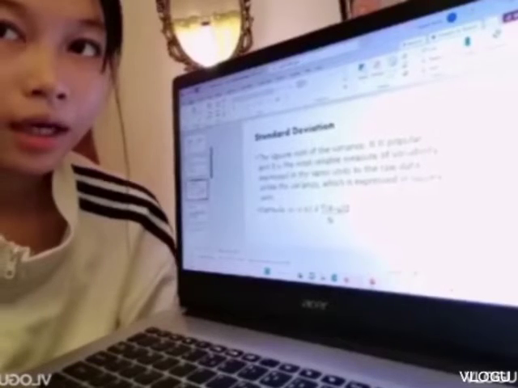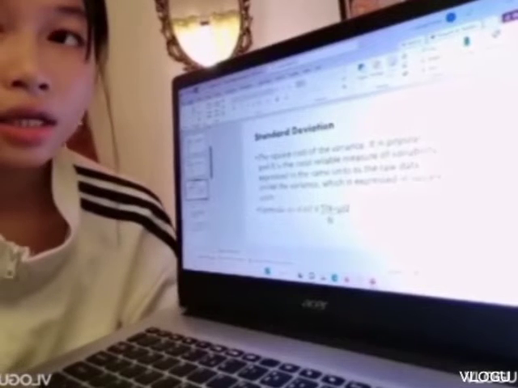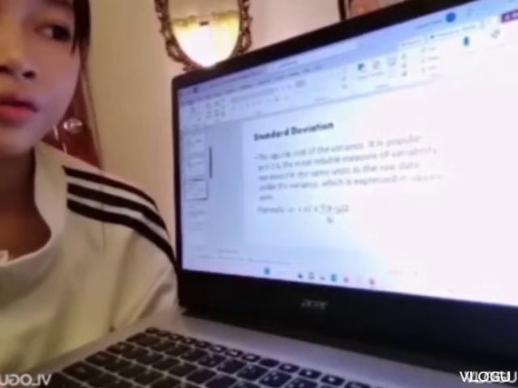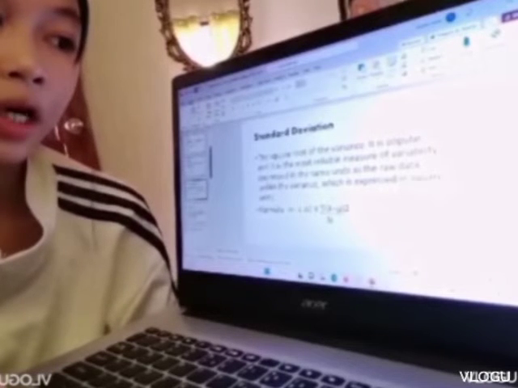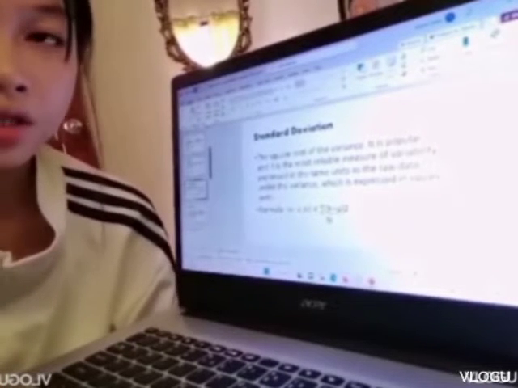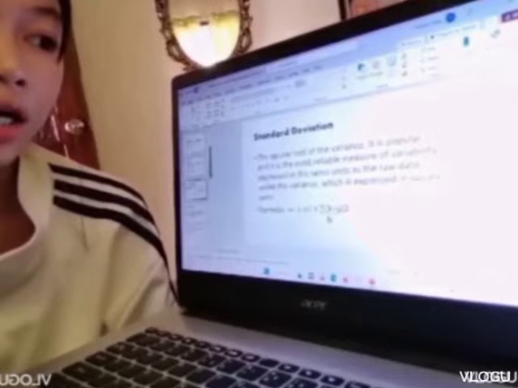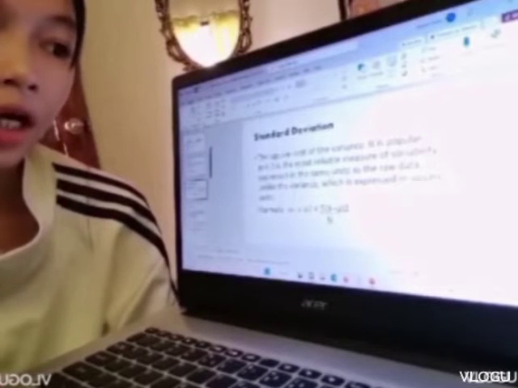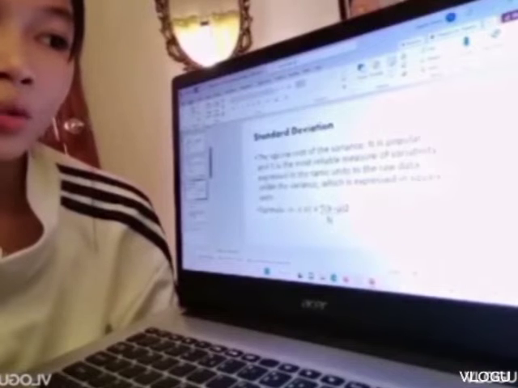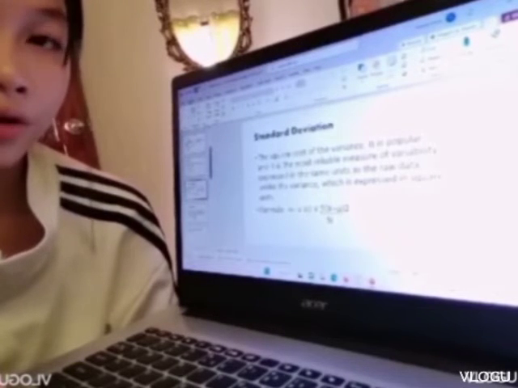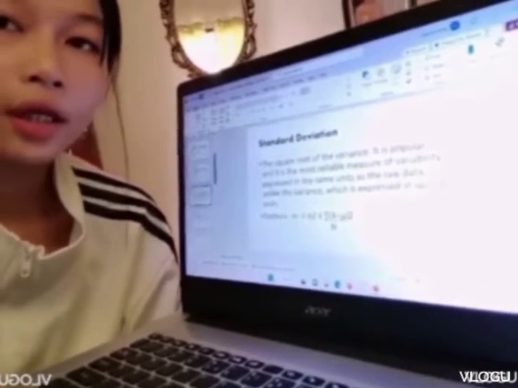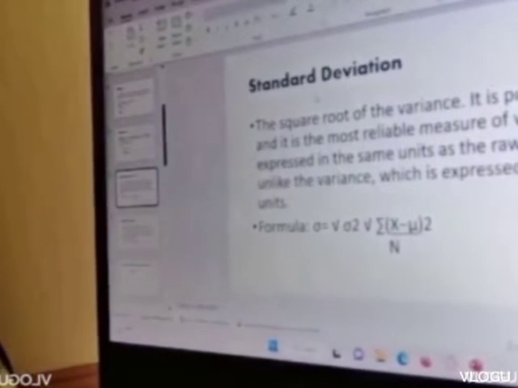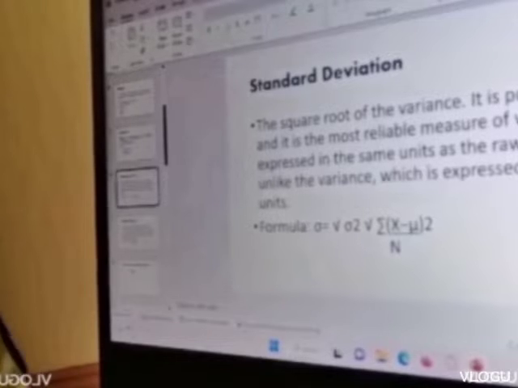Next is the standard deviation. The square root of the variance. It is popular and it is the most reliable measure of variability, expressed in the same units as the raw data, unlike the variance, which is expressed in square units. Here is the formula. We don't have it.